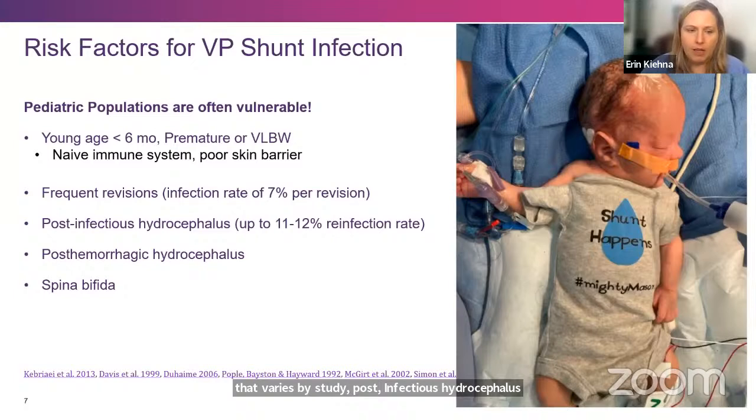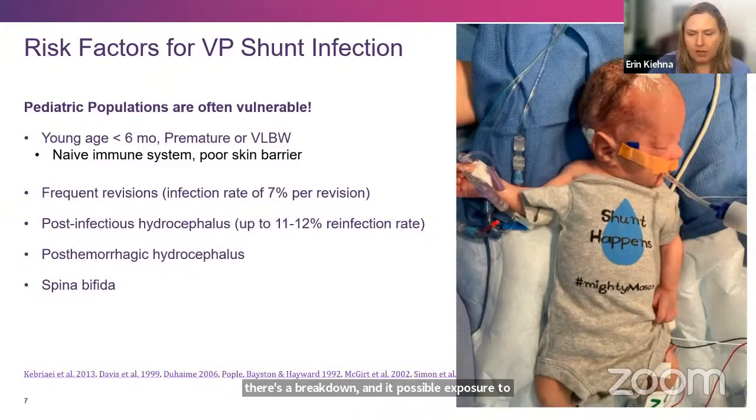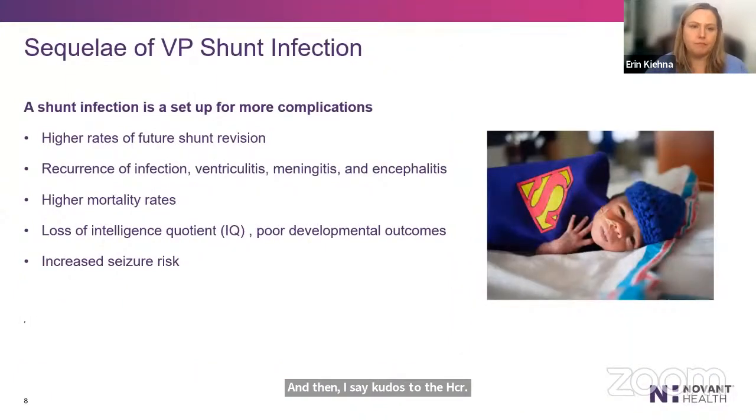Post-hemorrhagic hydrocephalus, quite frankly, I think that clot burden, as it starts to degrade in the ventricles, is a great spot for bacteria to cling on to, create colonies, and start an infection from there. And then spina bifida, encephalocele, or any condition where there's a breakdown and possible exposure to cerebrospinal fluid. And then I say kudos to the HCRN for providing us with much of this information and statistics.